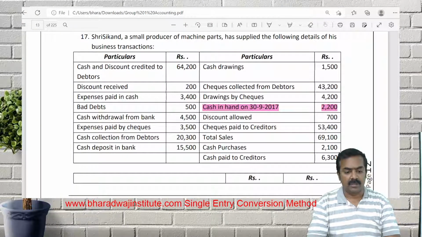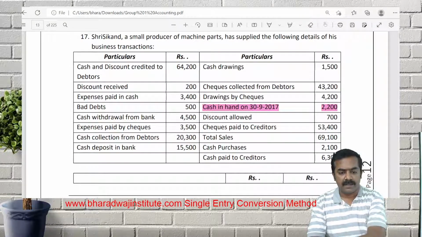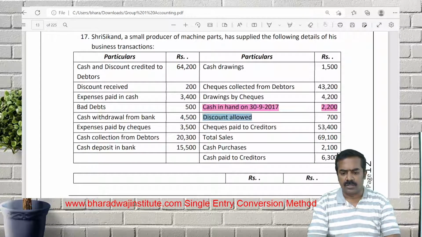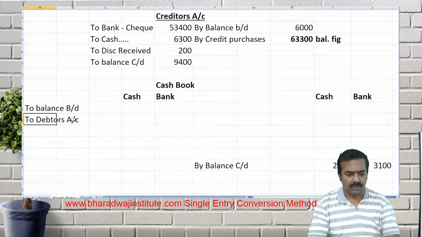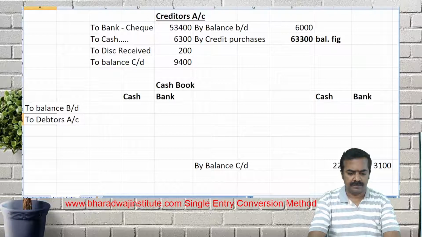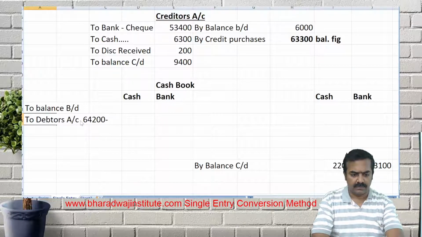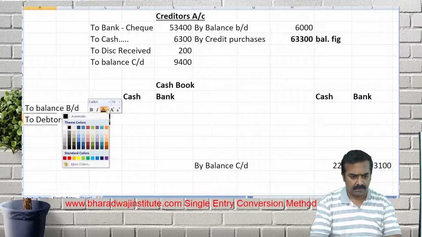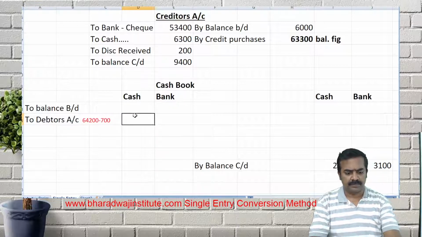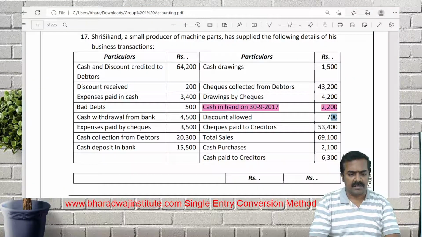Oh, sorry, discount allowed எவ்வளவு இருக்கு பாருங்க. Discount allowed இருக்கா? எவ்வளவு இருக்கு? 700. இங்க இருக்கு. Yes. Discount allowed is how much? 700. Okay. So total of cash plus discount is 64,200. அதுல discount is included. 64,200 minus 700. How much you get? 63,500.